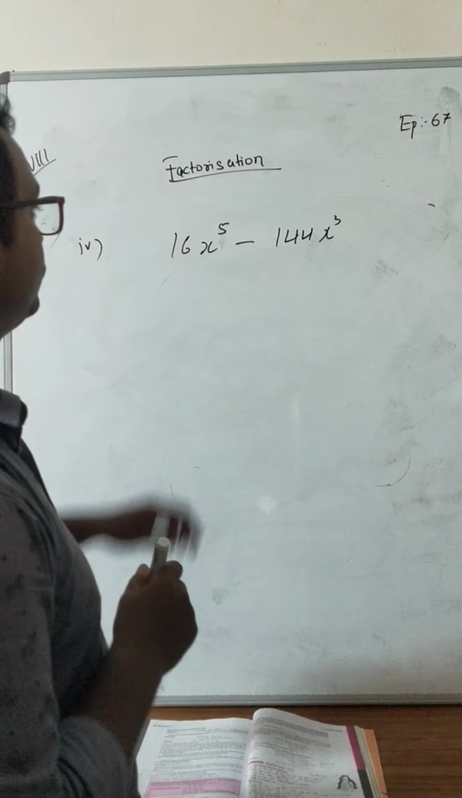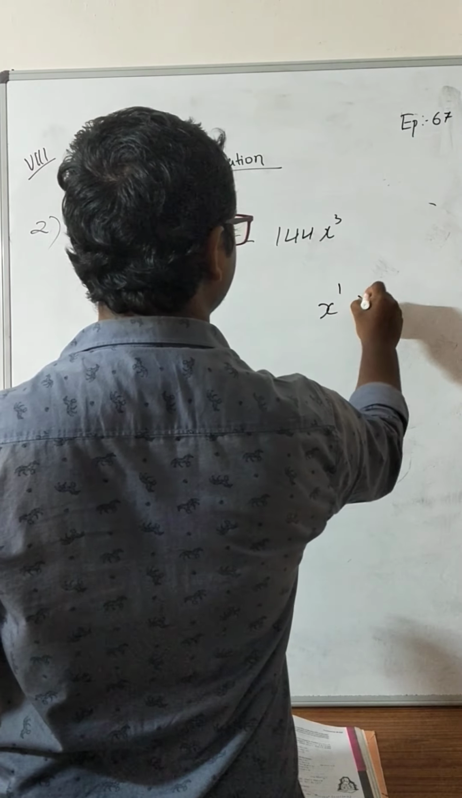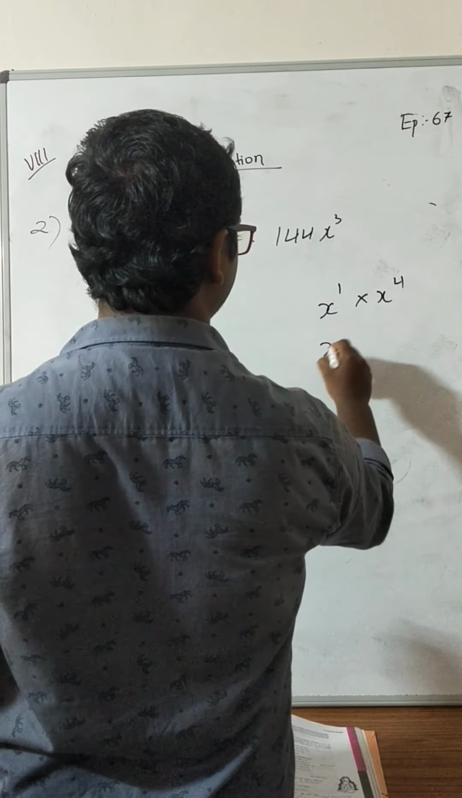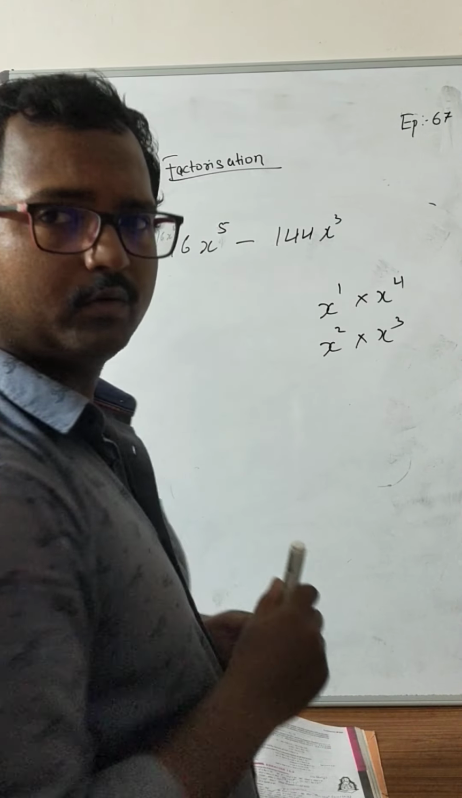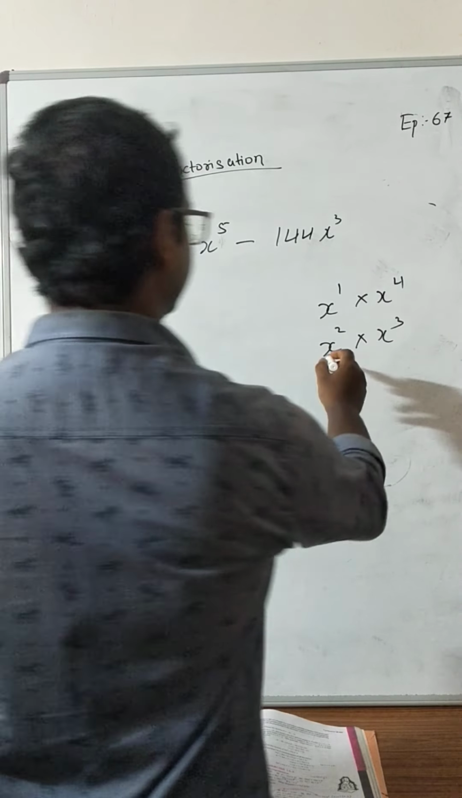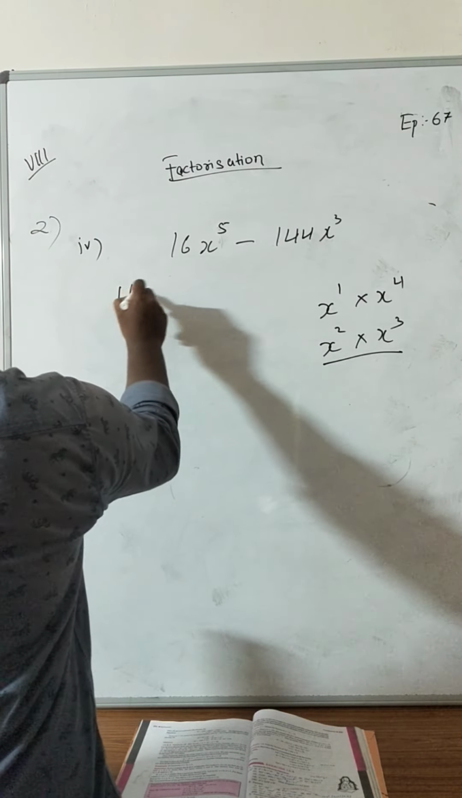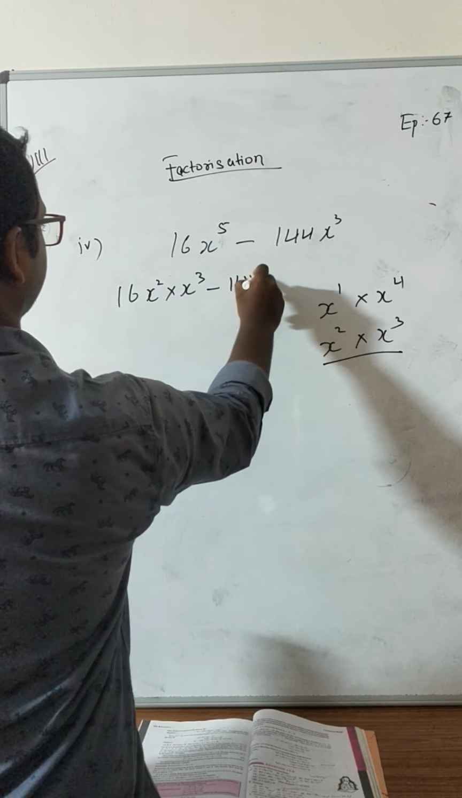So what is x to the power 5? x to the power 5 is x to the power 1 into x to the power 4, or x to the power 2 into x to the power 3. Okay, now to make it a little bit common, I am going to split it in this format. So I will get 16x square into x cube minus 144x to the power 3.